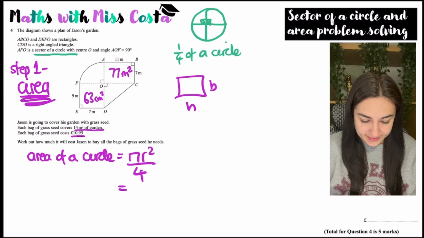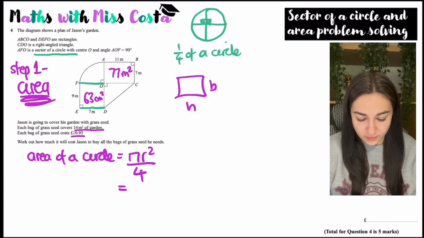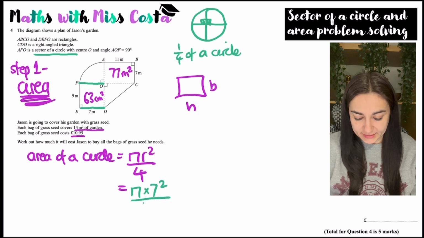So what's the radius of this? Well, I know that this length here is 7, therefore this length here must also be 7. So I'm going to do pi times 7 squared and then divide that by 4. So that would be 49 pi over 4.